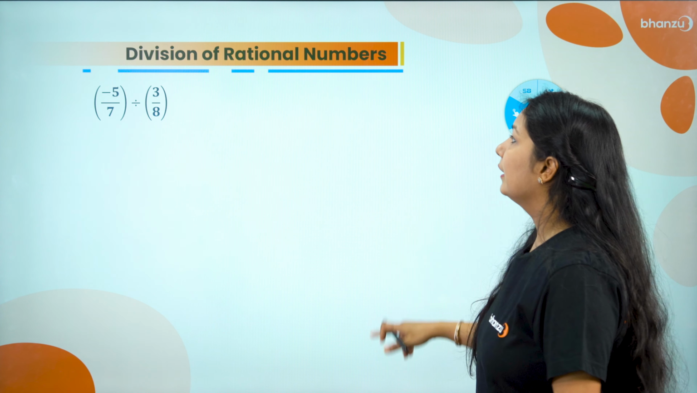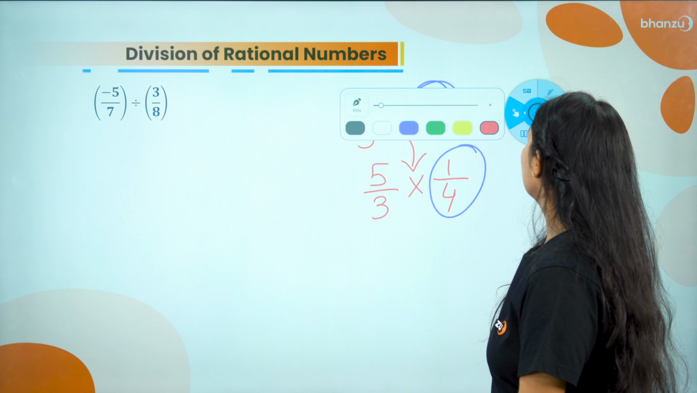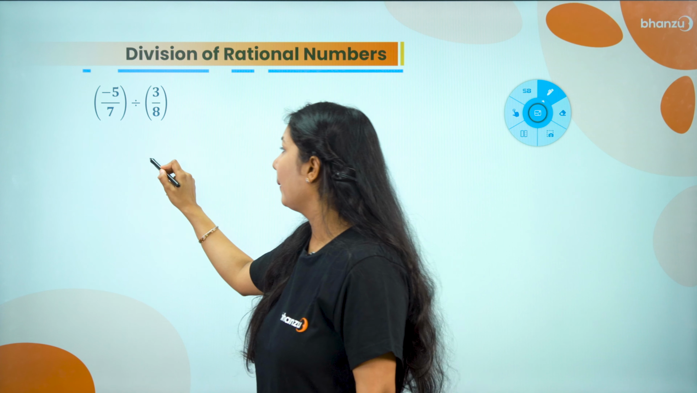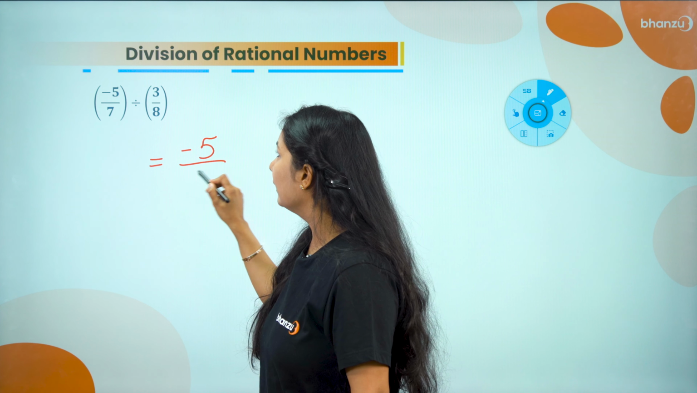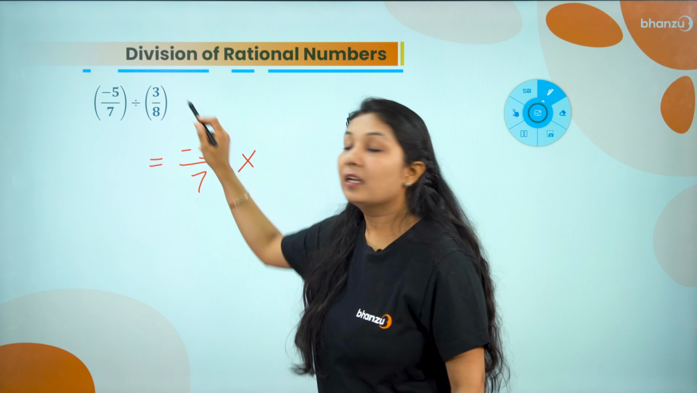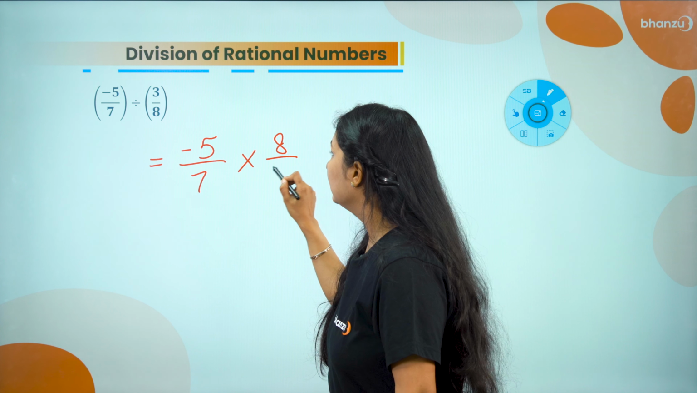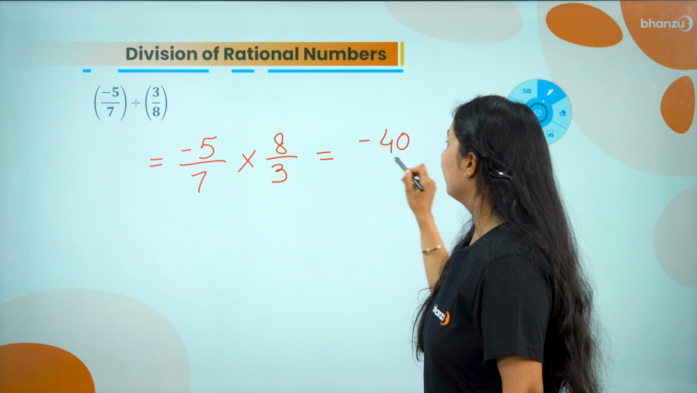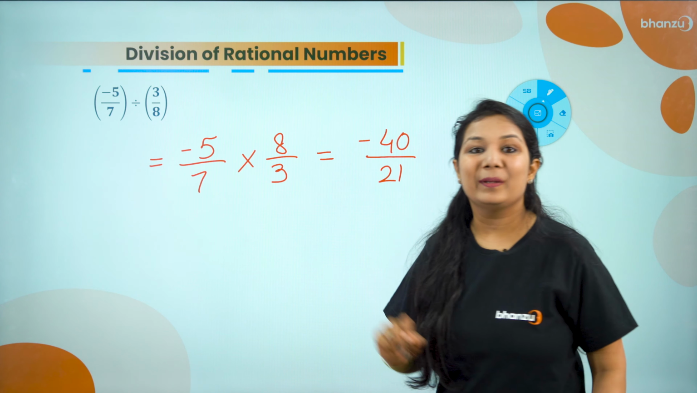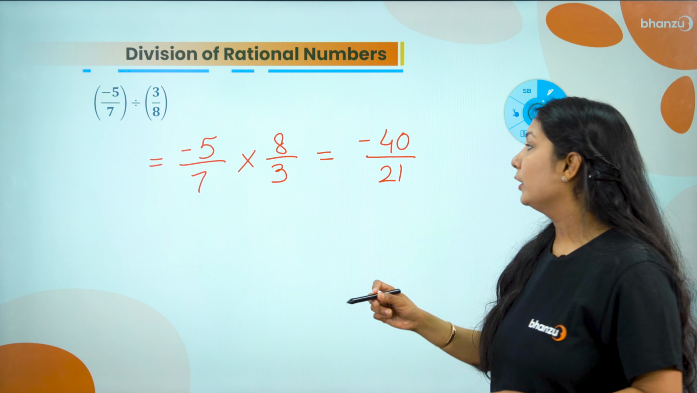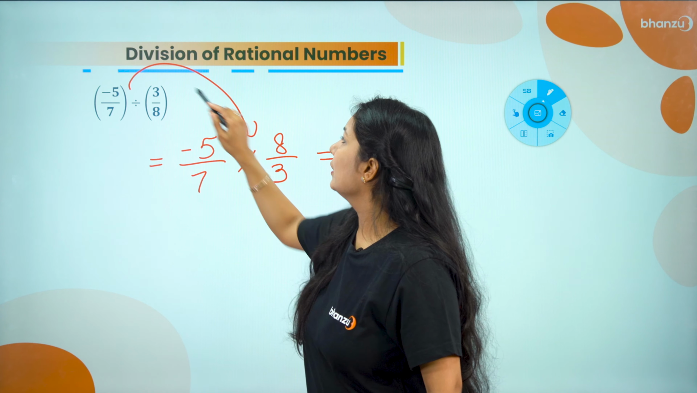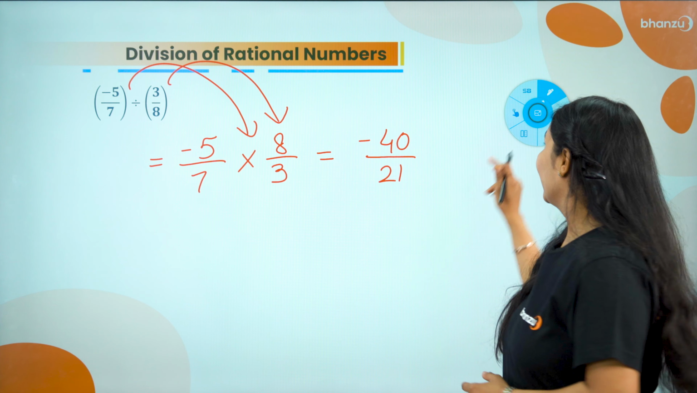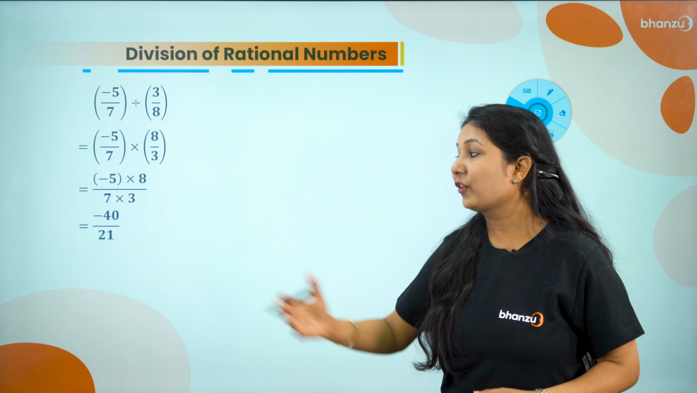So now moving ahead, division of rational numbers. So let's have a look at it. So minus 5 by 7 divided by 3 by 8. So what would happen? Minus 5 by 7, division becomes multiplication, 3 upon 8 would become 8 upon 3. So minus 5 into 8 is minus 40 and 7 into 3 is 21. So here we get our answer. So what did we do? Division became multiplication and second rational number became its reciprocal. So this is how we do division of rational numbers.